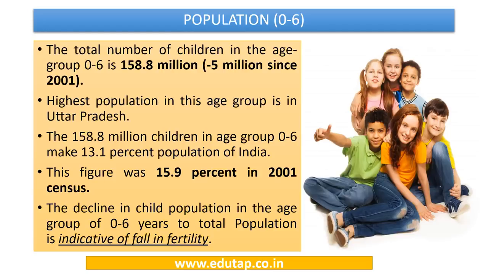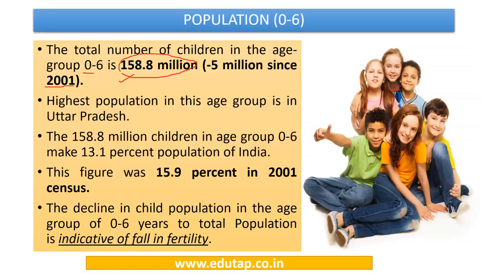So to answer this question, we must have a basic understanding of the distribution of population in this age group of 0 to 6 years in the country as per the census of 2011. Now, as per the figures in the census, the total number of children in the age group 0 to 6 in the country stands at around 158.8 million. So this is an approximate figure. You can remember that the population is around 160 million and this population has declined since 2001.